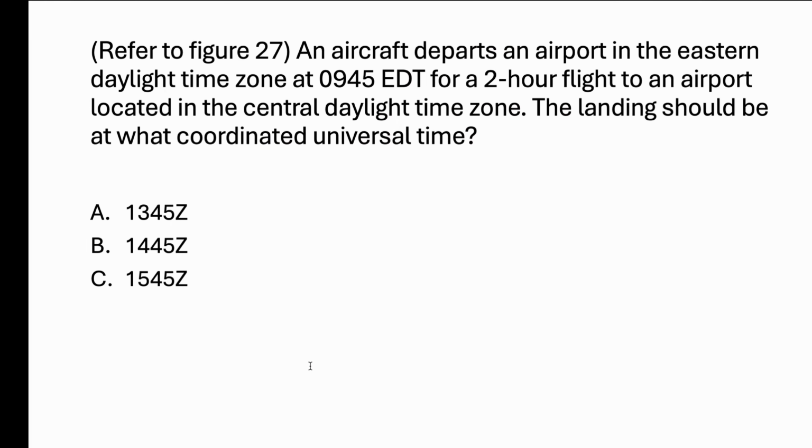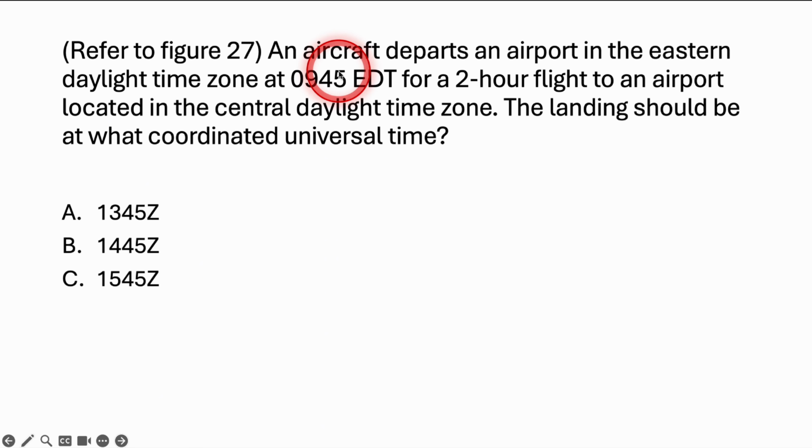So 9:45 plus 6, and can anyone guess which one that would be? So easy way to do it, 9 right here, 9 plus 6, that gives us what, 15? So then we got 1545 Zulu. You'd still get to the same answer if you went between the time zones. It's just an extra step you really don't need to do. If you just take your departure time, add the 2-hour flight, and then convert it to Zulu, it saves you an extra step.